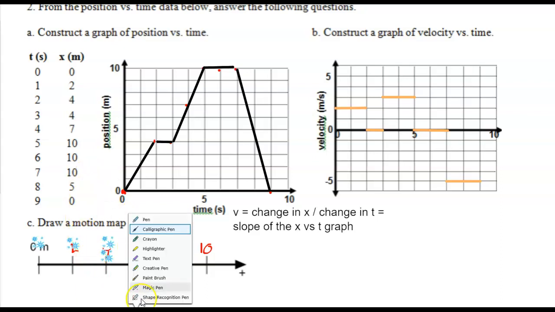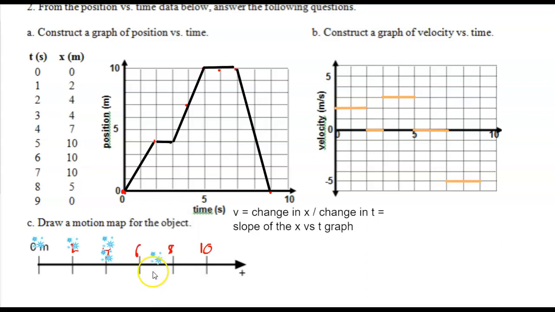So I was at 7. So 0, 1, 2, 3, 4, 5, I'm at 10. 6, I'm at 10. 7, I'm at 10. 8 seconds, I'm at 5, so 5 is halfway between the 4 and the 6, and then at 9 seconds, I'm at 0. So kind of drawing those in, it looks like it goes from there to there, and there to there.